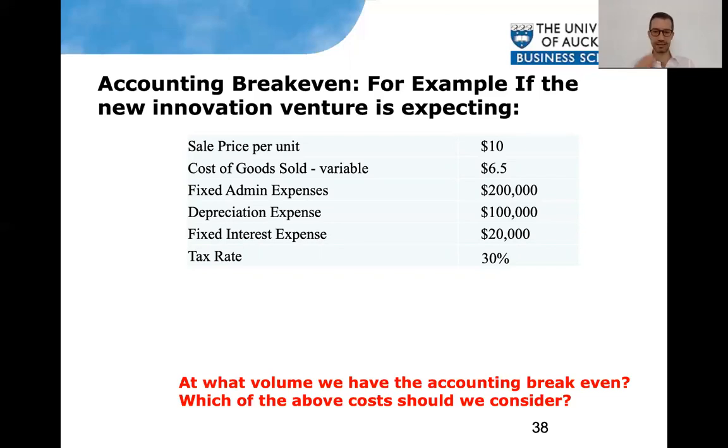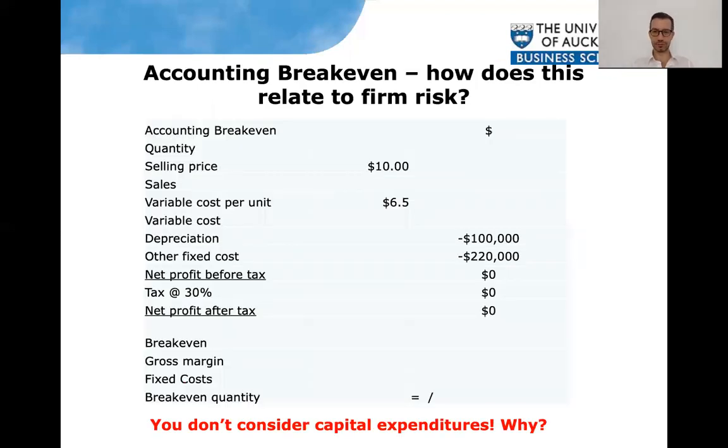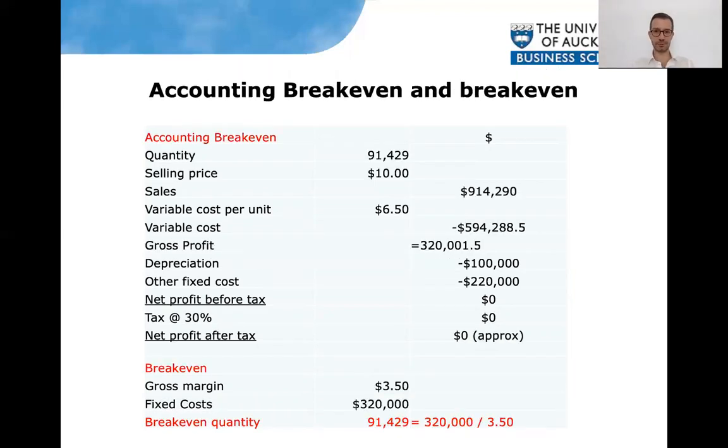So the question is, at what volume do we have an accounting break-even? And let's see how to do this. My suggestion is you do this thing: you write down all these numbers that are in the previous examples, and then you can fill them up with your case. Let's see how I have done it. I have started basically from the bottom here.